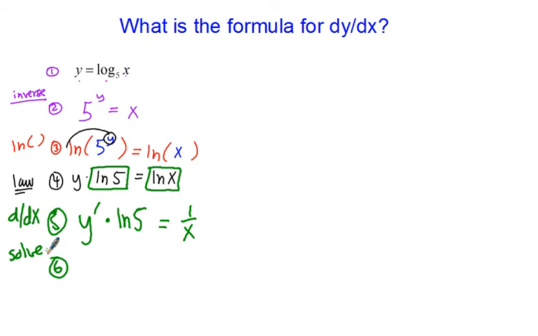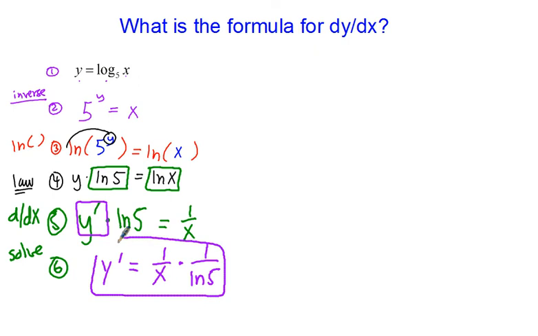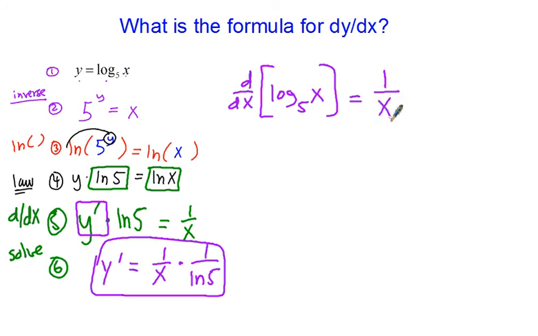So we would divide both sides by log 5, and that would get y prime isolated. So we get 1 over x, and when we divide both sides by log 5, we get the following. And that's our derivative formula for the log base 5 of x. Let's summarize. d/dx of log base 5 of x is given by a rule which is similar to the natural log formula, but it has this adjustment to it.